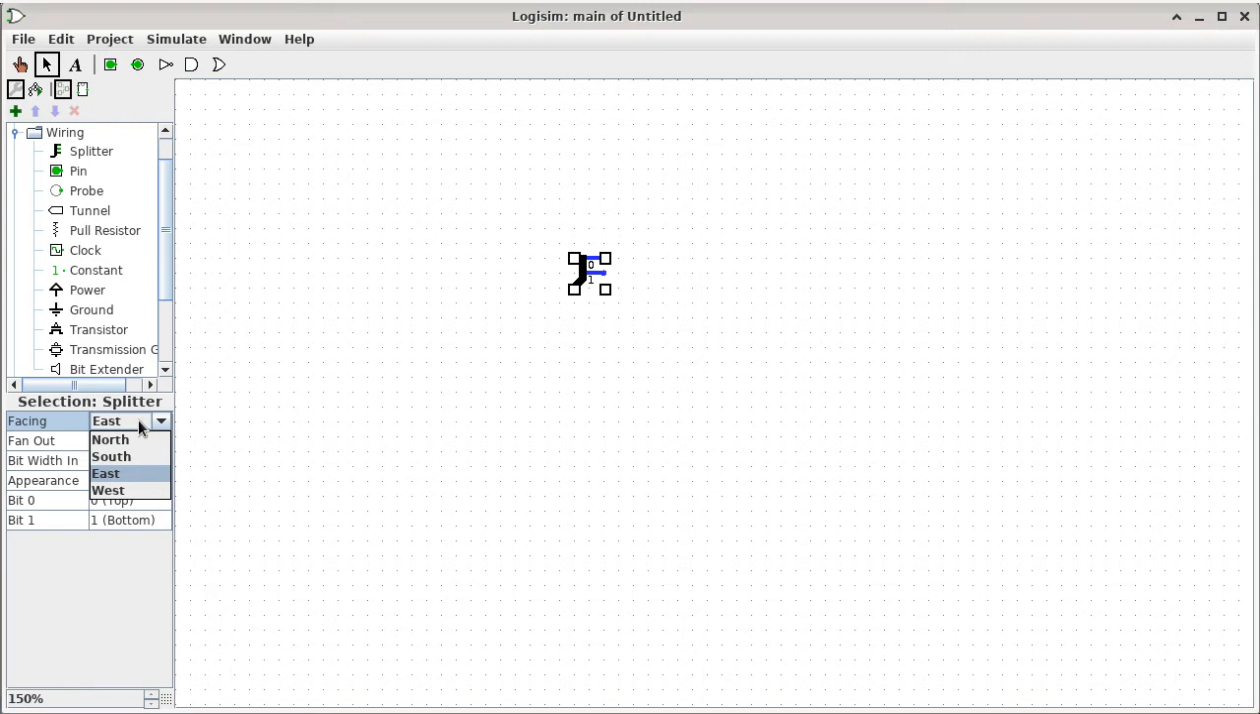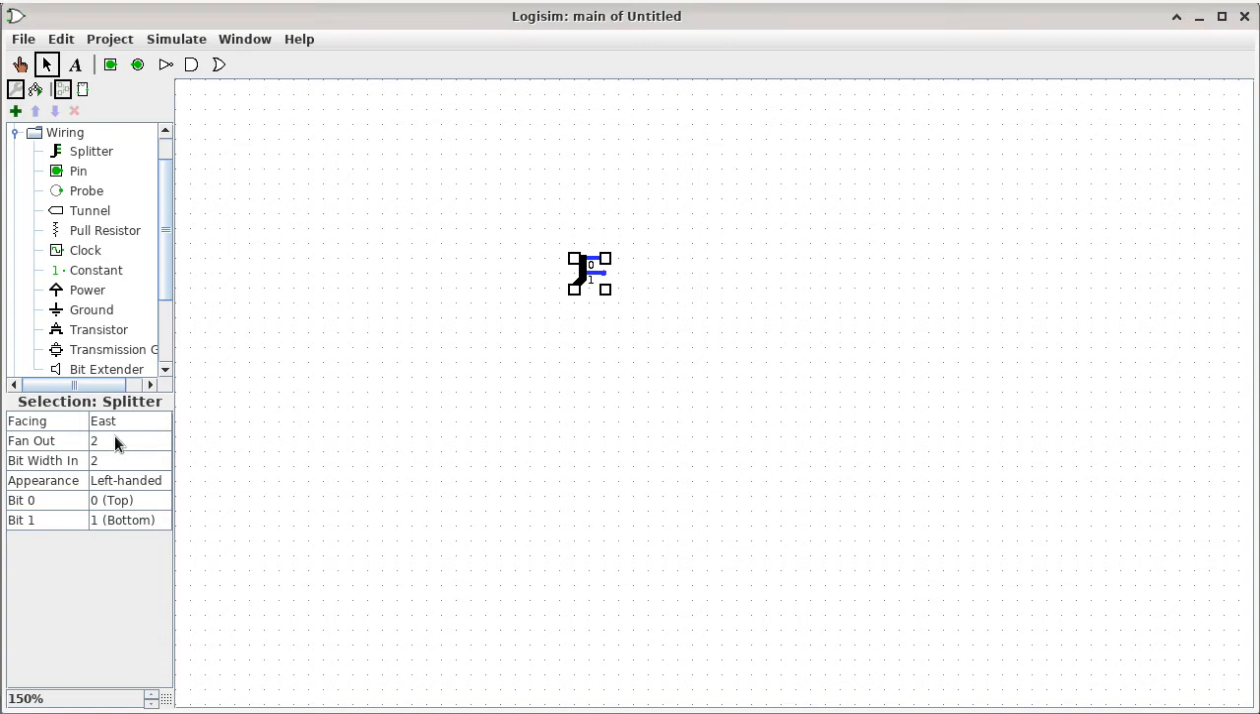Facing just changes the orientation of the splitter, and that is referring to the split end. So in this case, the split end would be the blue wires. So by controlling north, east, south, west, you are basically saying where the split end is facing relative to the rest of the construct. Are we okay with that?